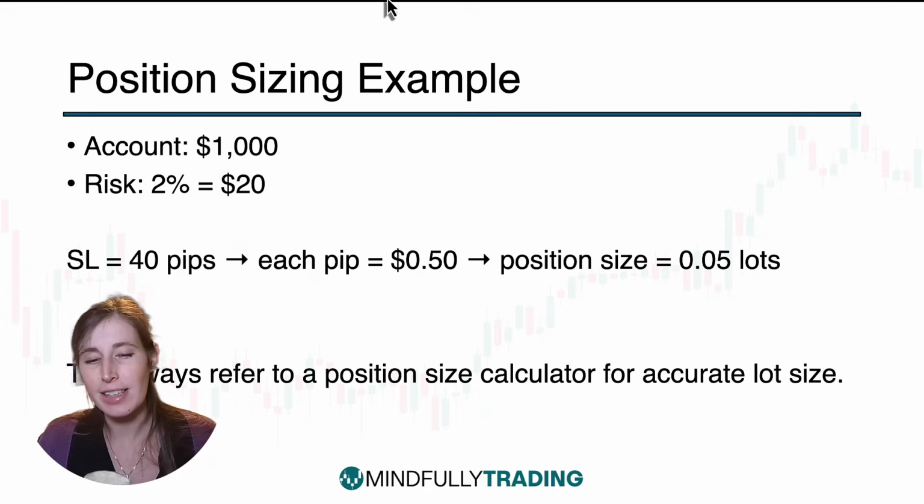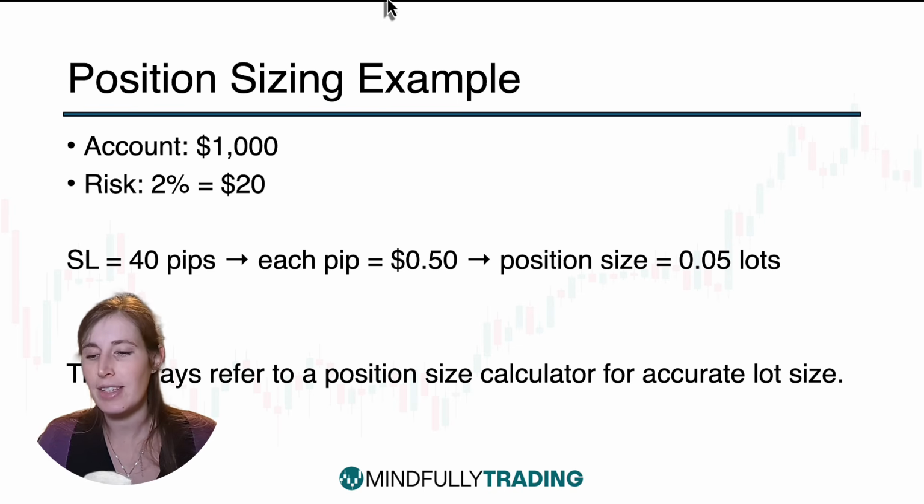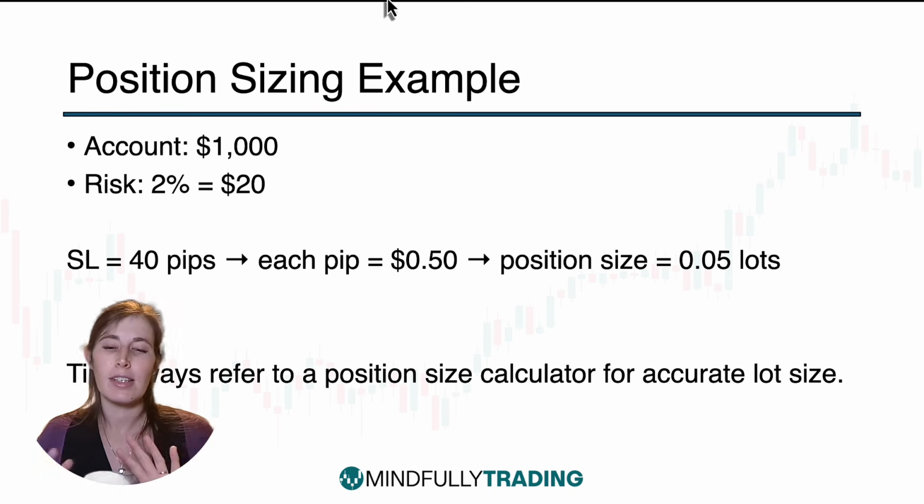Looking now at position sizing. With a $1,000 account size, risking 2% of that account per trade, which would be $20. With a stop loss of 40 pips, each pip would be the value of 50 cents. So your position size would be 0.05 lots. This is giving you an example of how to calculate your lot size based on your risk.